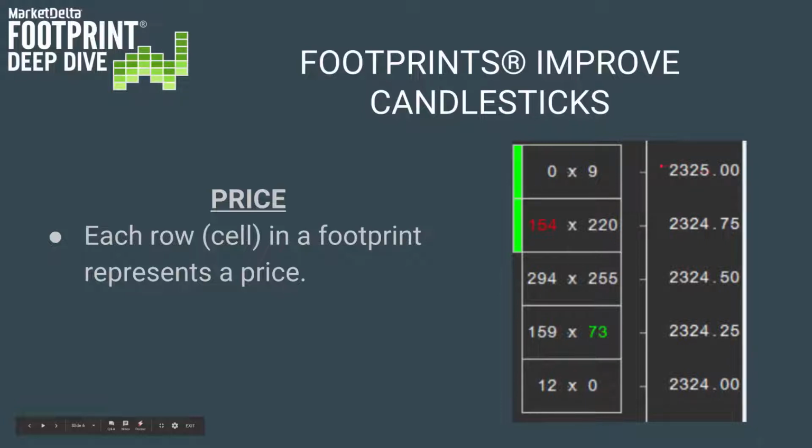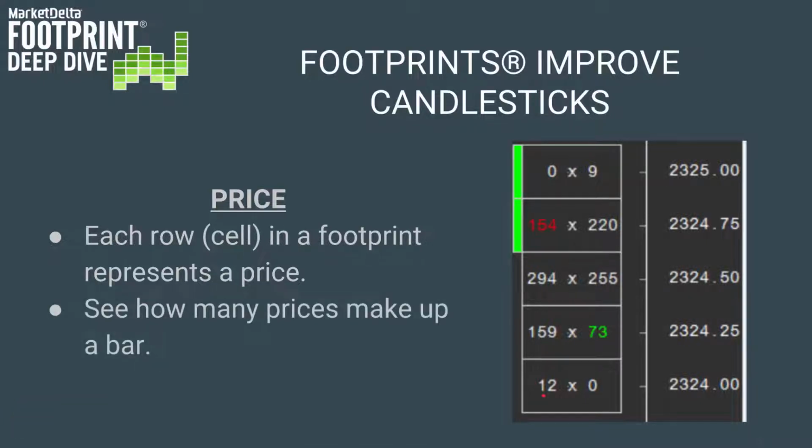So each price, as you see here on the right, we now can see the footprint data right here. So this would represent the volume and the order flow. You can see how many prices make up a bar: 1, 2, 3, 4, 5. That's not necessarily logical or easy to extract from a candlestick. With a footprint, it's easy because you can just see how it's all broken up. So it makes it easier to get an idea of how many prices are trading, kind of the range, and things like that.